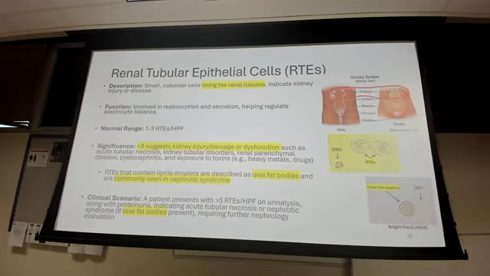Renal tubular epithelial cells. These are those cells that line the renal tube. If we see greater than 3 per high power field under the microscope, that suggests kidney injury or damage. And what is another type of artifact that can be found under the microscope as well? Oval fat bodies, commonly seen in what syndrome? Nephrotic.